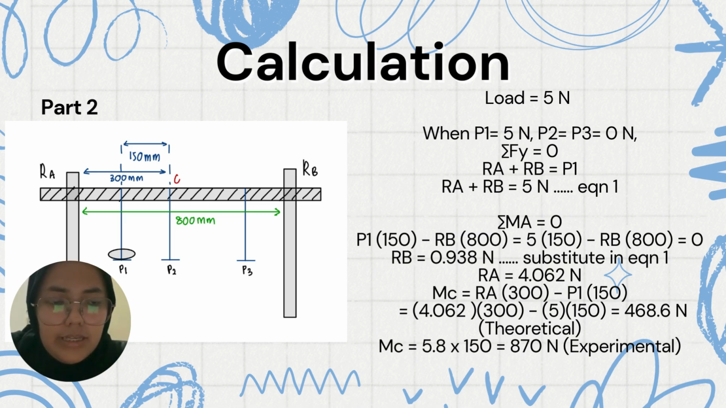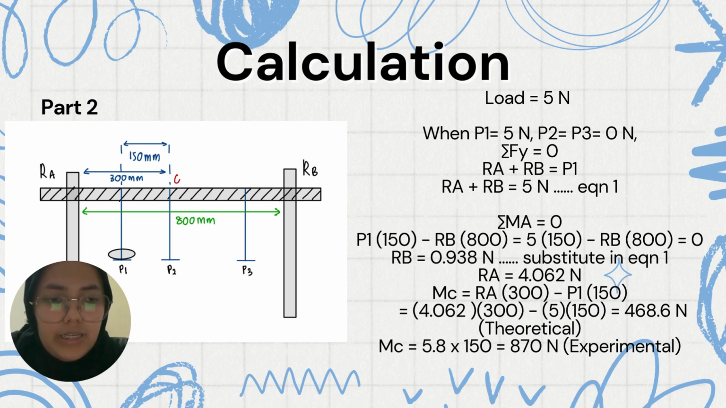And after getting the value of force in pin A, we can find the moment at constant, which is at P2, from pin A and P1. So pin A is 300 millimeters from P2 and P1 is 150 millimeters from P2.